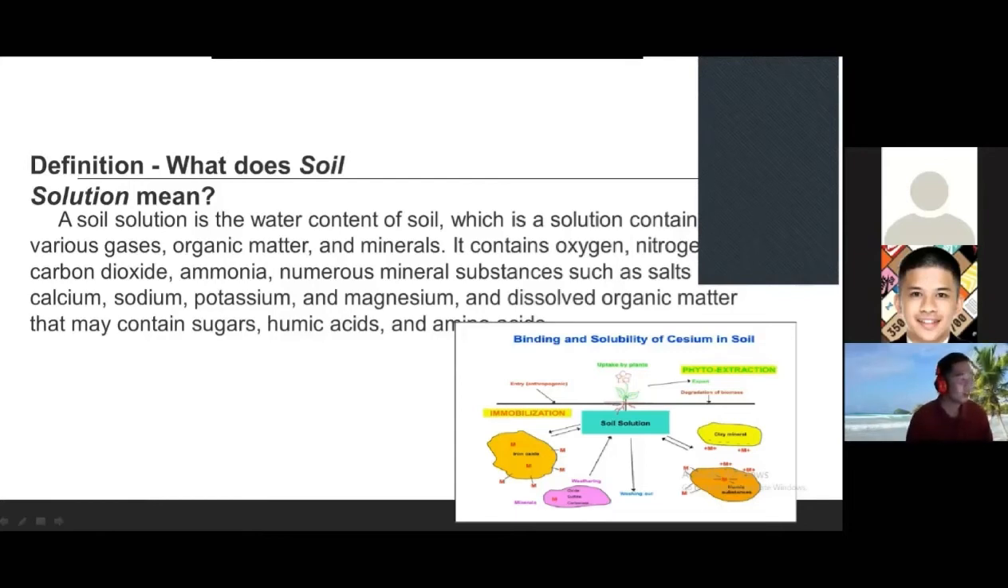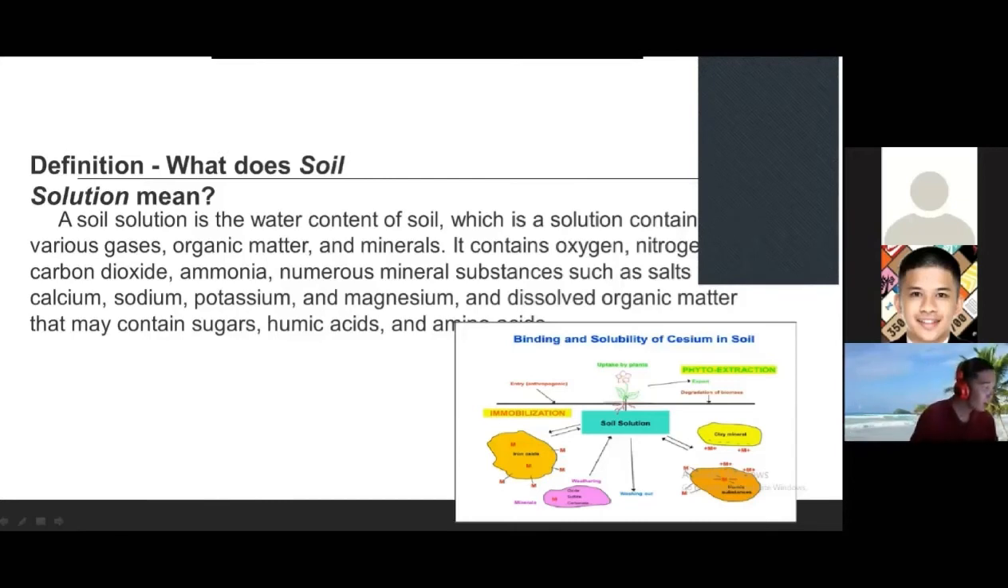Then what is soil solution? The liquid phase of soil, water with dissolved gases, minerals, and organic matter that reaches the soil after passing through the atmosphere and percolating through the soil horizons. The solution may be in a film, capillary, or gravitational form depending on the moisture content of the soil.